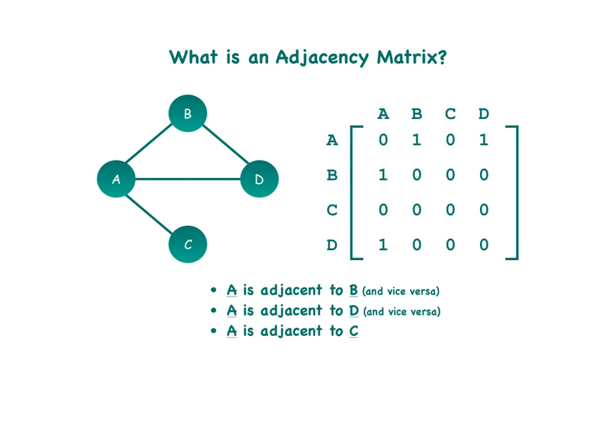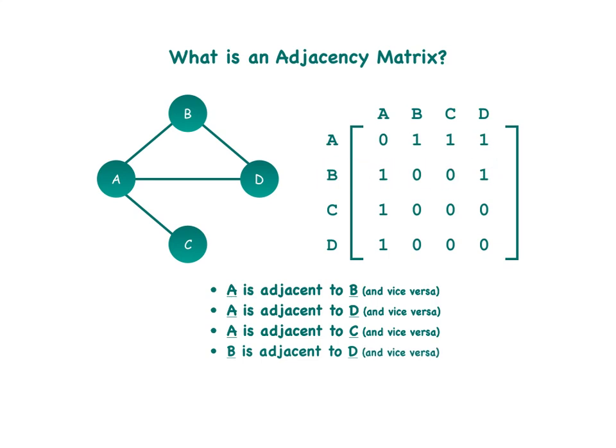Next, A is adjacent to C. So go to row A, column C, set it to 1. Vice versa is true. So go to row C, column A, set it to 1. Then B is adjacent to D, so go to row B, column D, set it to 1.